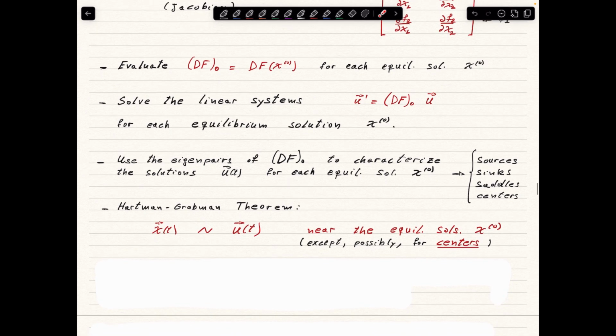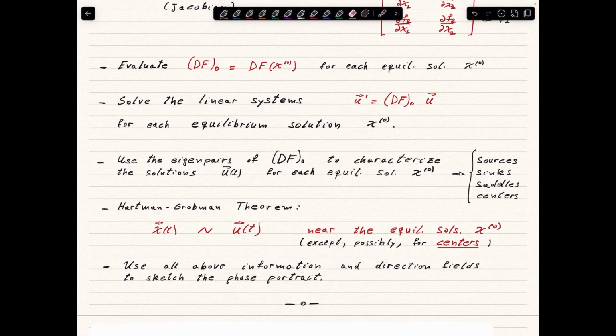With all that information and a little bit more, we are going to need to compute the direction field of the nonlinear equation. With these two pieces of information, we are going to be able to sketch the phase portrait of solutions of nonlinear systems. So that is, in one page, the linearization method. And now we are going to use it in a particular example.